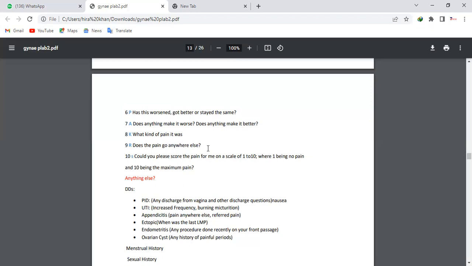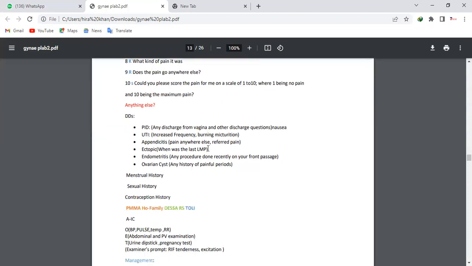Have you had any history of painful periods? And then ask about the periods history. How are your menstrual periods? Are they regular? Do you have heavy bleeding? Do you pass clots? And then ask about ectopic as well, like when was your last LMP? Because the patient has lower abdominal pain, young female, sexually active, it could be ectopic, so you have to ask that. Okay. And then ask about the sexual history and contraception history.